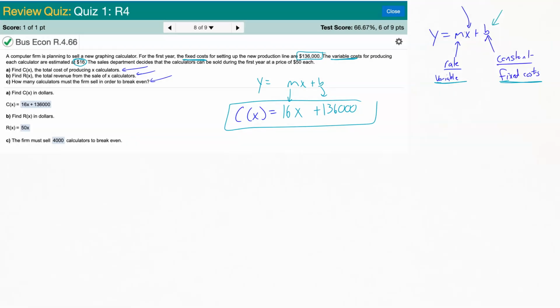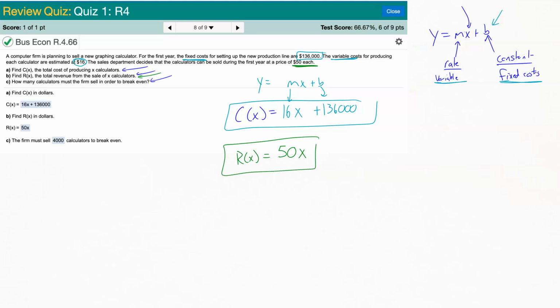And then they want us to create ourselves a revenue equation. The revenue in this one only has a variable piece. We don't have a constant. We just know that we sell each of our calculators at $50 a piece. So 50 times x, where X is just the quantity of items that we sell. So that'll be your revenue equation.